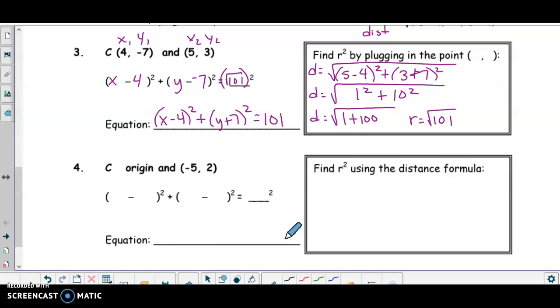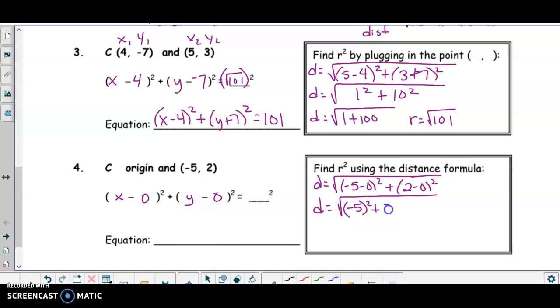Here we have our center is our (h, k). So I can put my zeros here if I wanted. But we still have to find our distance. So I'm going to go ahead and use 0 so you can see what would happen. So negative 5 minus 0 squared plus 2 minus 0 squared. So I can simplify this. The square root of negative 5 squared plus 2 squared. Negative 5 times negative 5 is a positive 25, plus 4. So my radius is the square root of 29.